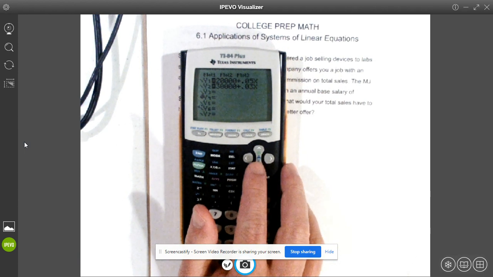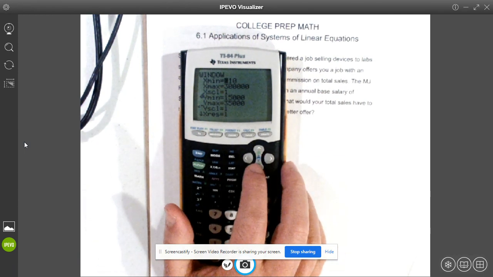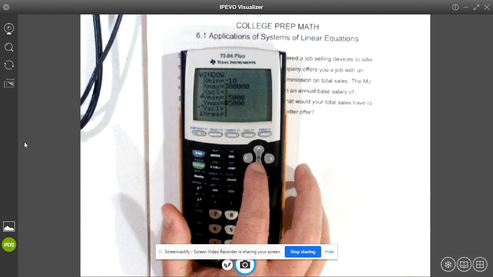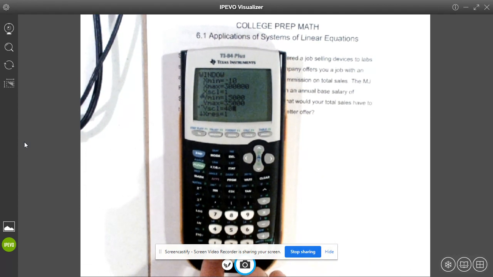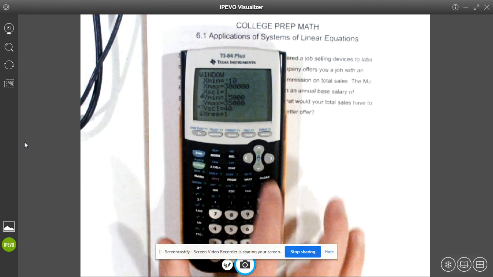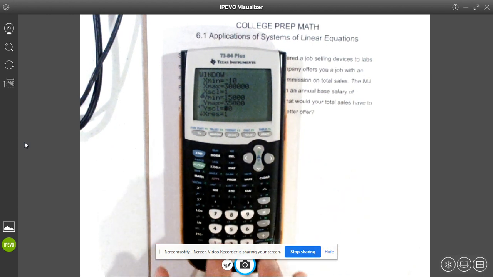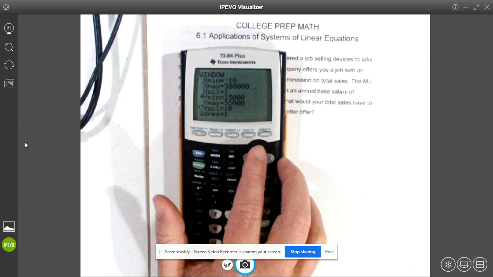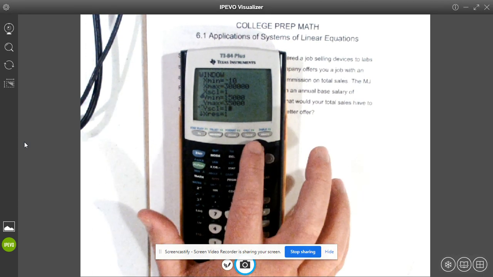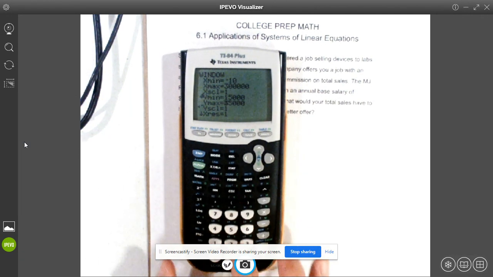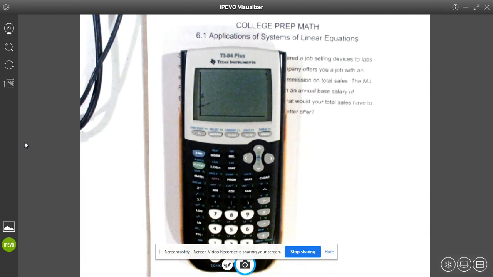So let me go to my window. And instead of 35,000, let me bump that up to 40,000. Whoops, I don't want to mess with my scale here. Let's put that at 1, not 10, but 1. All right, and let's do a Y max of 40,000. Okay, and now let's graph it and see if it looks any better.